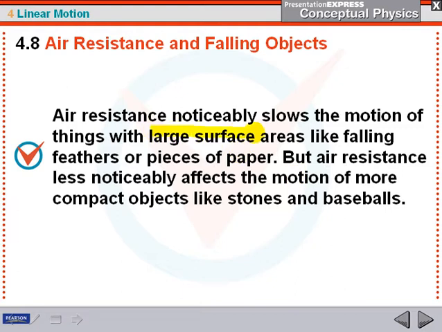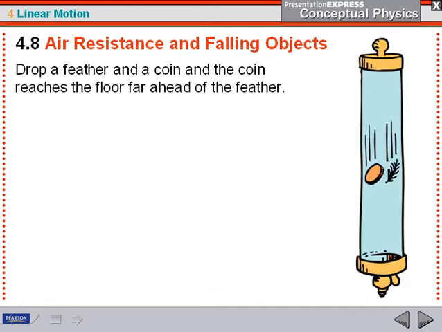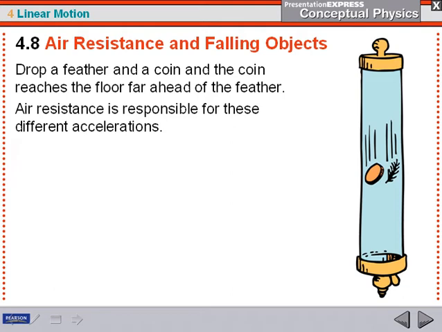In this case, anything with a large surface, we're going to see a significant effect of air resistance. But things that are more compact, such as baseballs, rocks, those kind of things, we're going to see less of an effective air resistance. In many cases, we're just going to ignore it to simplify our understanding. So if we drop a feather and a coin, you know that the coin's going to reach the ground a lot quicker than the feather will, and the reason for this is air resistance.